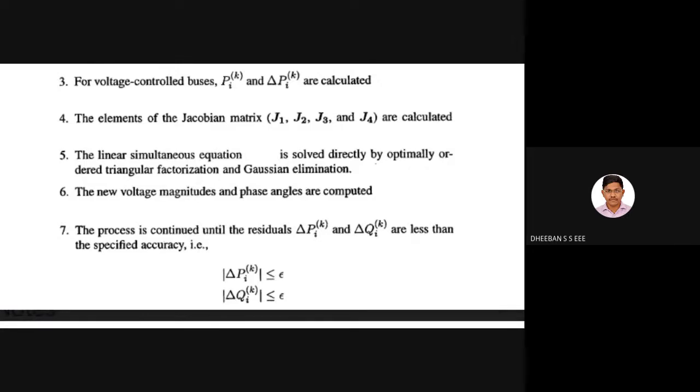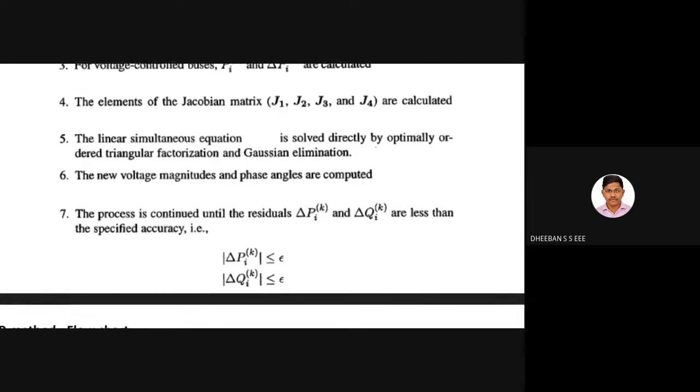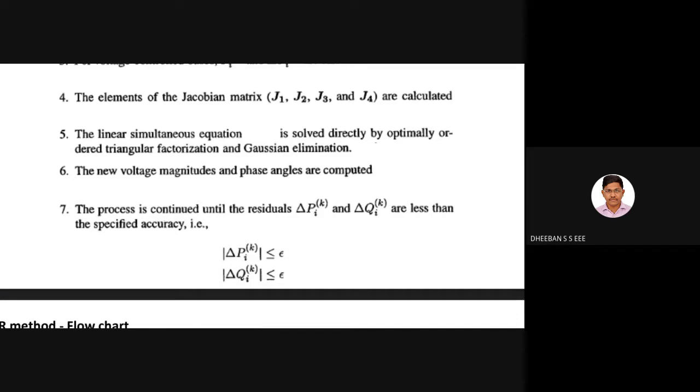After finding this, you have to take into account the elements of your Jacobian matrix. You have to find J1, J2, J3, and J4, using the formulas you have already seen. With this, we have seen the diagonal elements and off diagonal elements. So you have to calculate your diagonal elements and off diagonal elements.